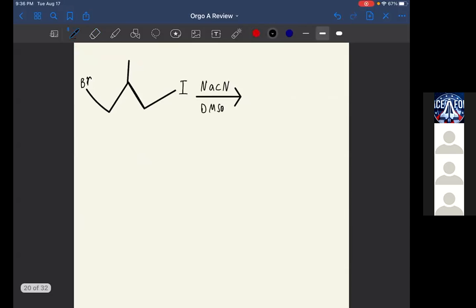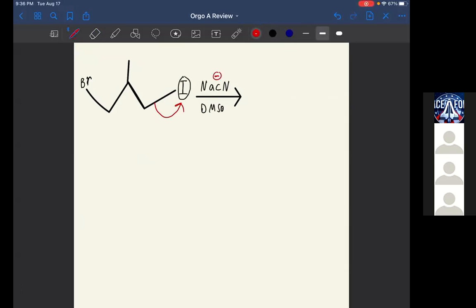Okay, so the last one for SN1 and SN2. Out of these two, that's why I just went over leaving groups. Which one's the better leaving group? It's going to be iodine. So what's going to happen here is iodine's going to leave, bromine's not going to leave because iodine's the better leaving group.